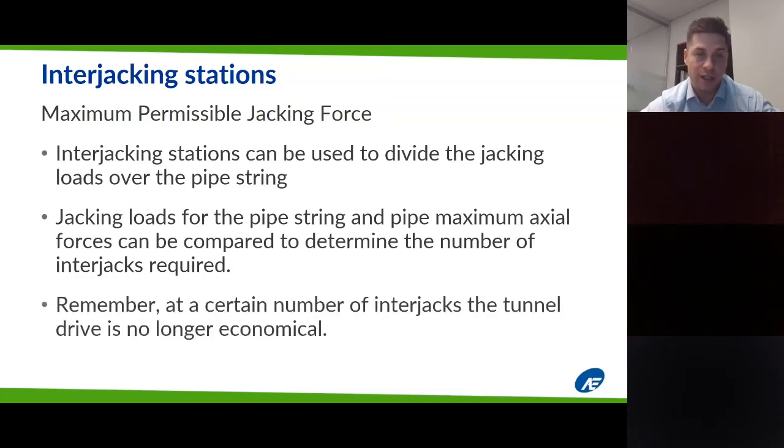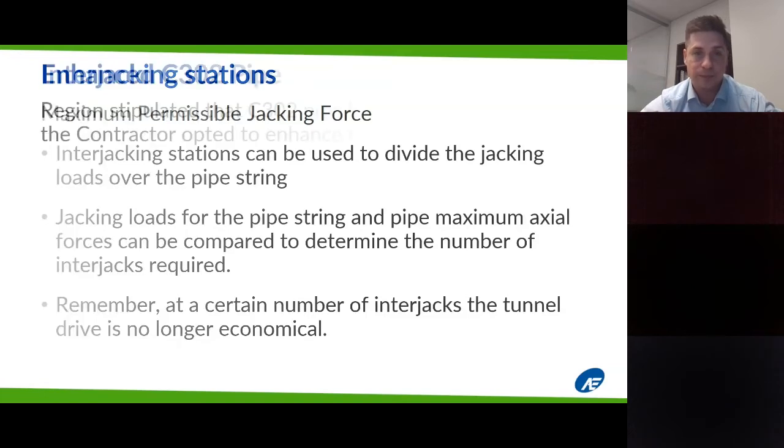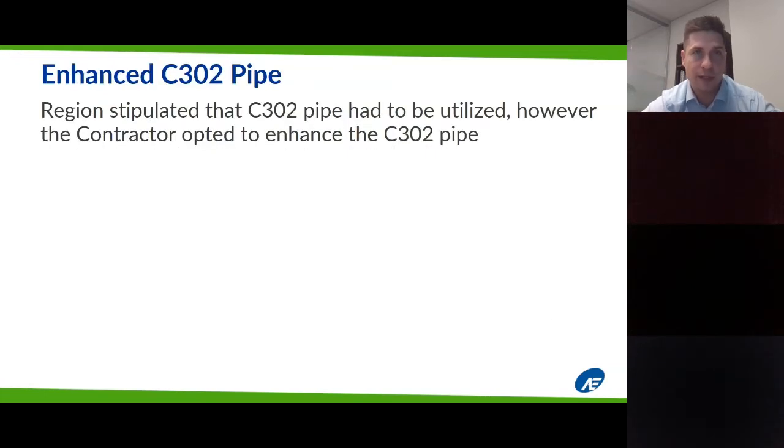However, there is a tipping point where the number of interjacks in the tunnel is just not economical if you start adding 4 or 5 interjacks onto it, because these can be very, very expensive shafts to construct. Some of the minimum costs for some of these are about $500,000 just to install a shaft. They can range up to a couple million too. So it quickly escalates the price of the project here.